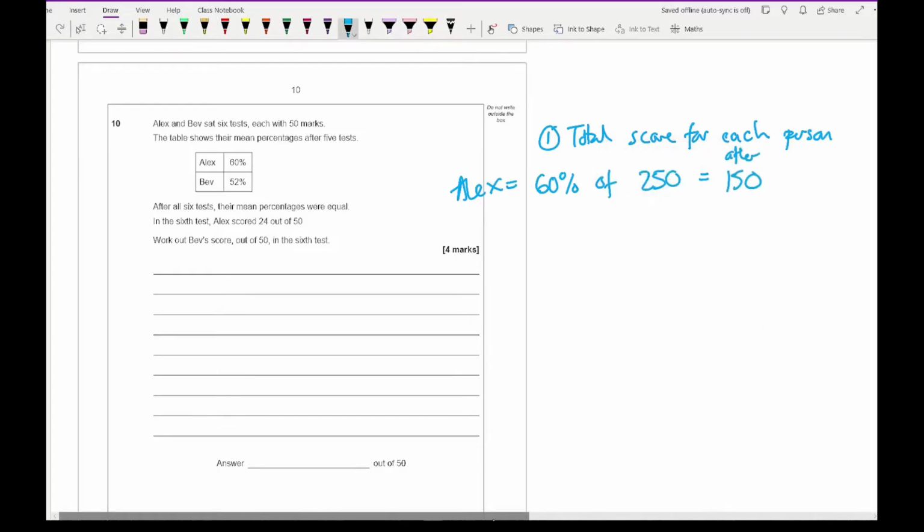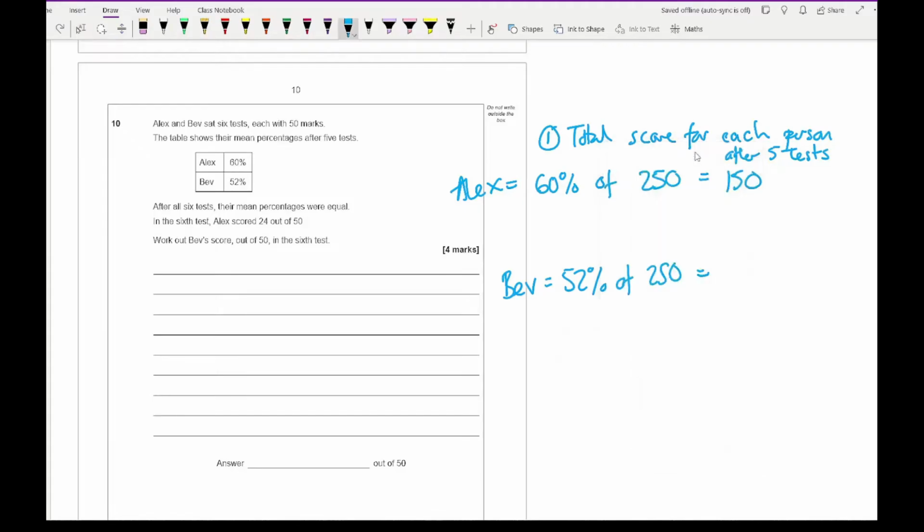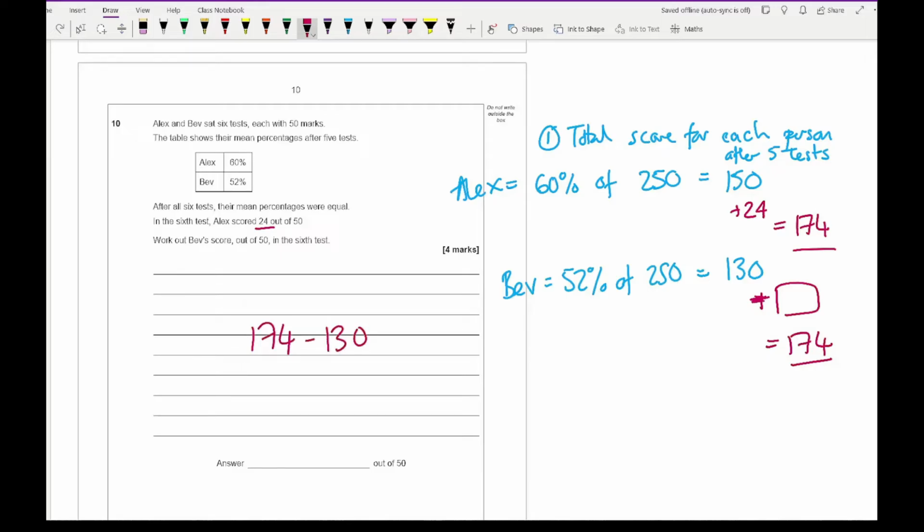That's after 5 tests. And Bev scored 52% of 250. So her total score in the 5 tests, if you add up all her scores, is going to be 0.52 times 250 equals 130. So in terms of this, it says that Alex scored 24 in his 6th test. So if I add 24 to this, I get 174. Now the question is, what do we need to add to Bev's score so that they both have the same total? So it's going to be 174 take away 130. So then Bev scored, they did pretty well, to get 44 out of 50.